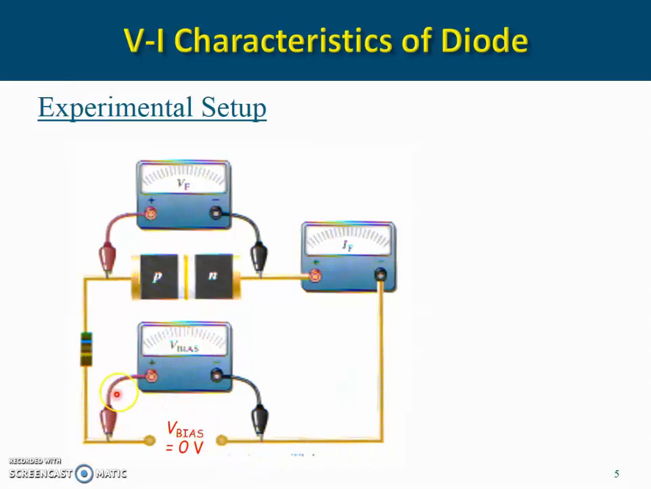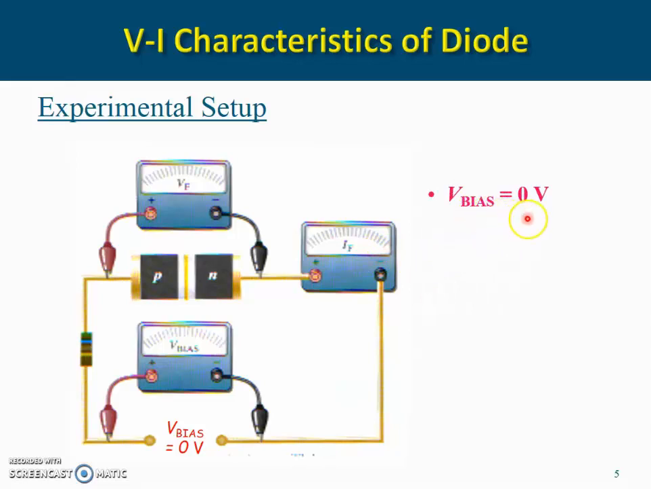The voltage of the external supply is measured by this meter. The reading is labeled as V bias. It means forward biasing voltage for the diode. And then the voltage across the PN junction diode is measured by this voltmeter. The reading is labeled as VF, meaning forward bias voltage across the diode. The forward bias current through the diode is measured by this current meter. The reading is labeled as IF.